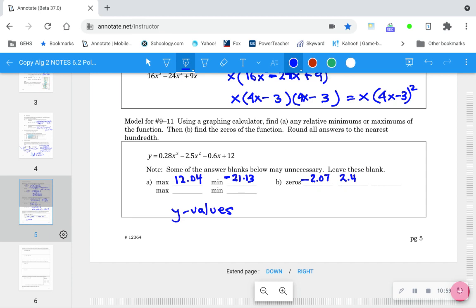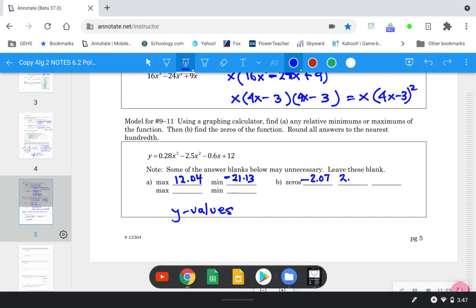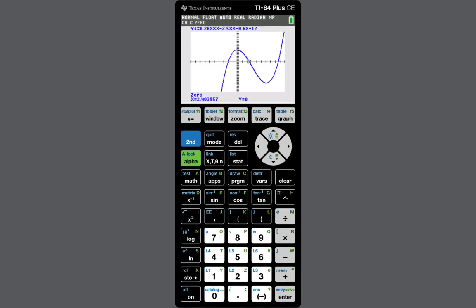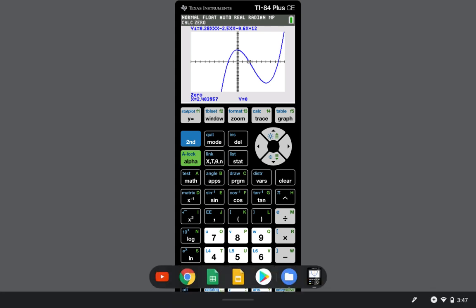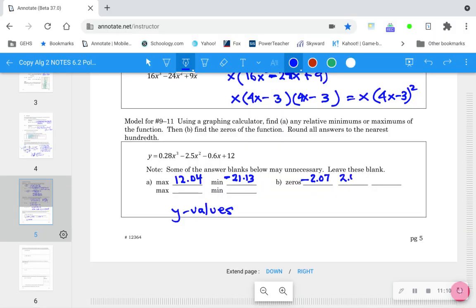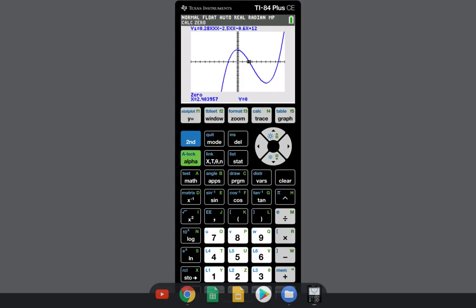Was it 2.40 or 2.04? I'm sorry, I've got to go back there and look. All right, so hang on here. 2.40. I was right the first time. Okay, now we'll go back and find the last one here.